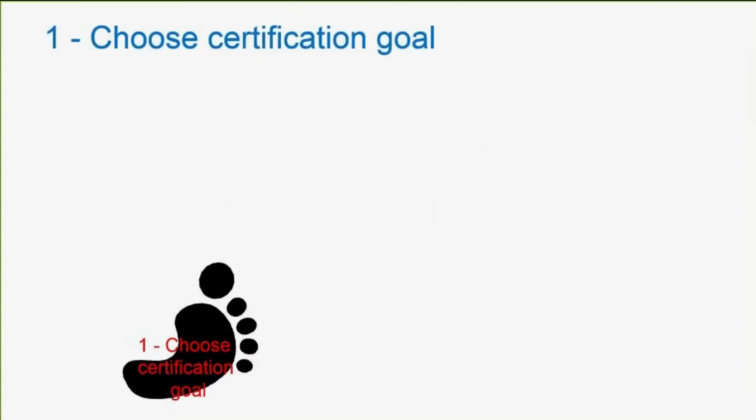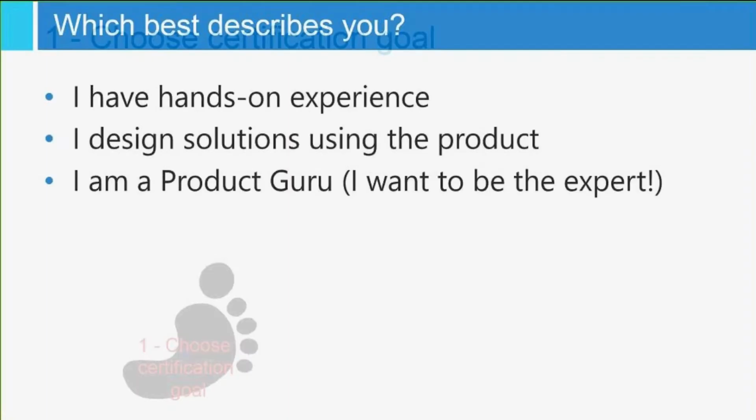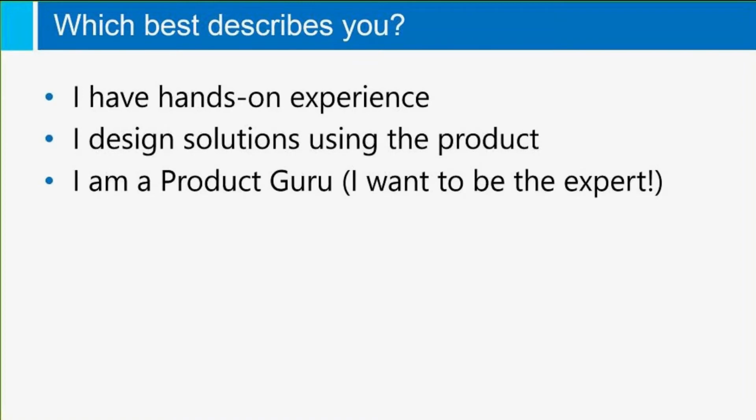So your first step is just to pick a suitable certification goal. What I'd like you to just think about for a second is look at these 3 sentences and think about which one best describes you. Are you somebody who has hands-on experience with a product and likes to use a product? Or are you more of a designer architect who's really designing solutions using a particular product? Or are you the guy or girl, the guru on a particular product? Do you want to be seen as a complete and total expert?